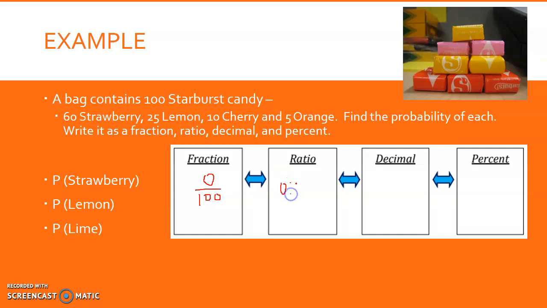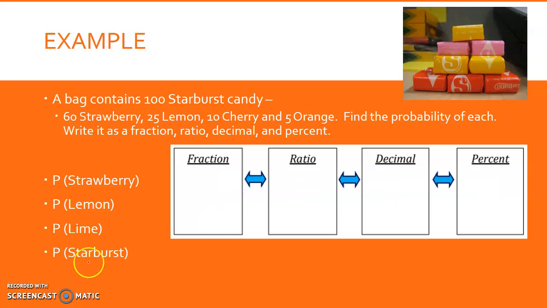Our ratio of lime to Starburst in the bag is 0 to 100. As a decimal, this would be our 0 probability. And there is a 0% chance that we will pull a lime out of the bag.